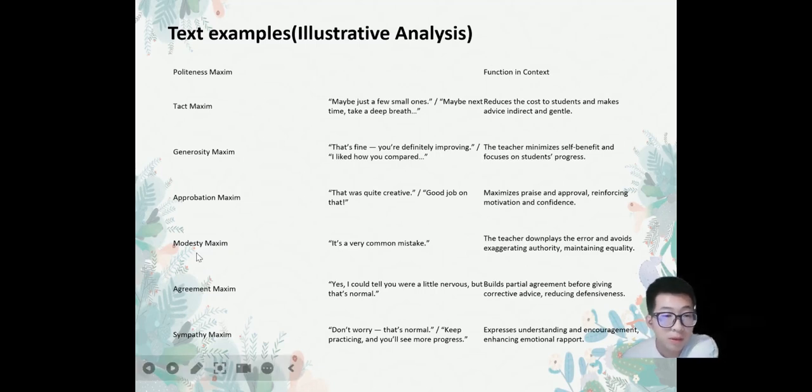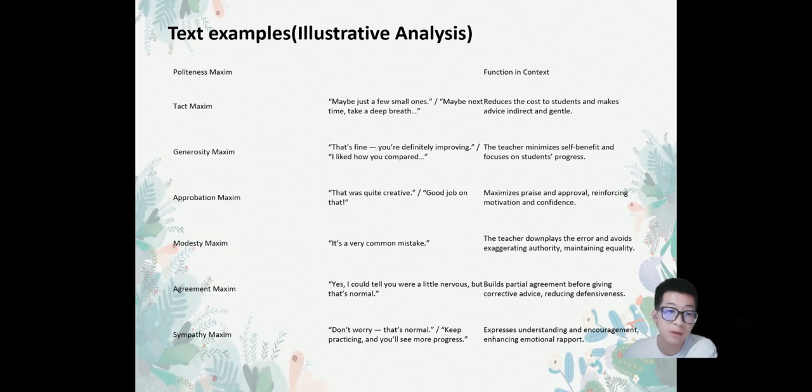The fourth one is the modesty maxim. "It is a very common mistake." By using the adjective "common," the teacher downplays the error, as if telling students, you don't have to worry about it, it's not a big deal. This is a mistake that a lot of people would make, and it maintains equality.